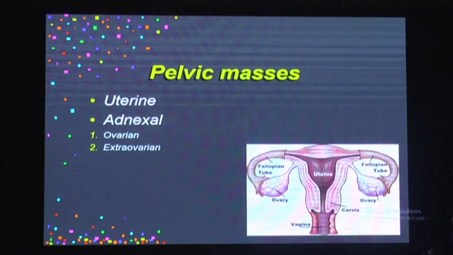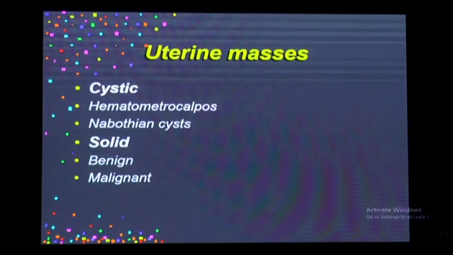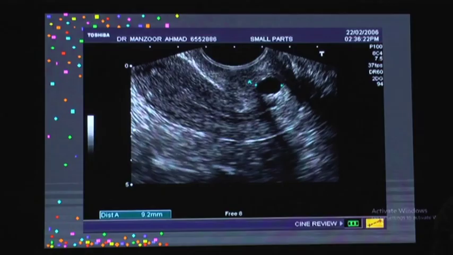Pelvic masses, for the purpose of study, we can divide into uterine and adnexal masses. Adnexa means adjacent to the uterus, whether it is from the ovary or the extra-ovarian aspects, which we will discuss. The uterine masses, the commonest are the solid masses, but we can sometimes encounter cystic masses as well, like hematometrocolpos and Dermoid cysts, and the solid masses may either be benign or malignant.